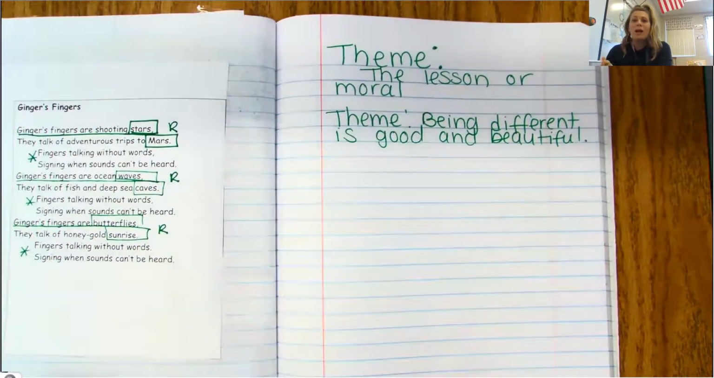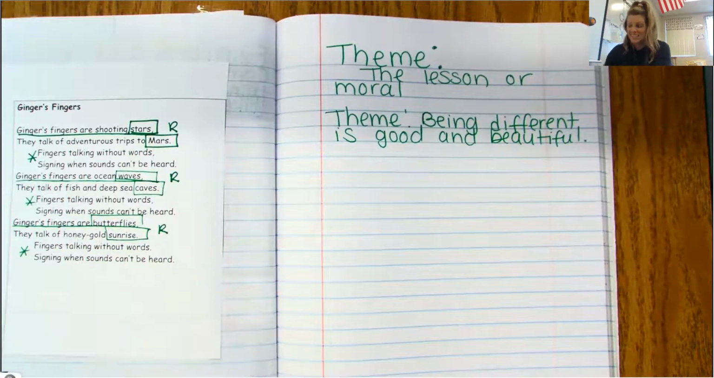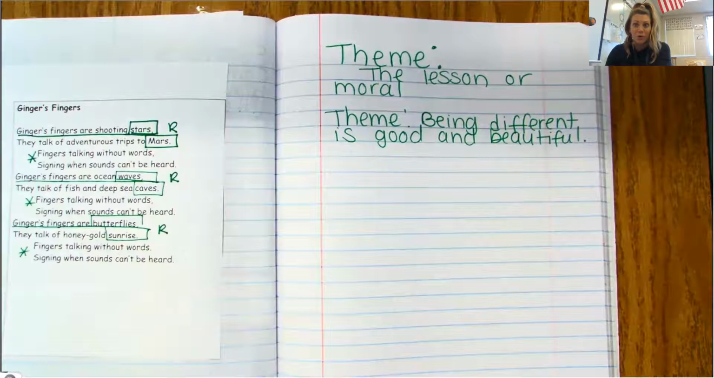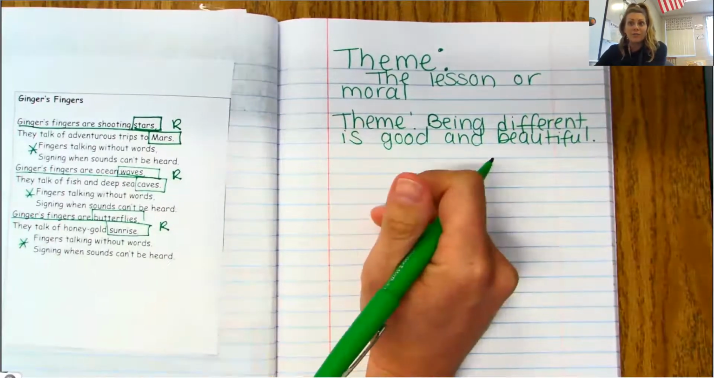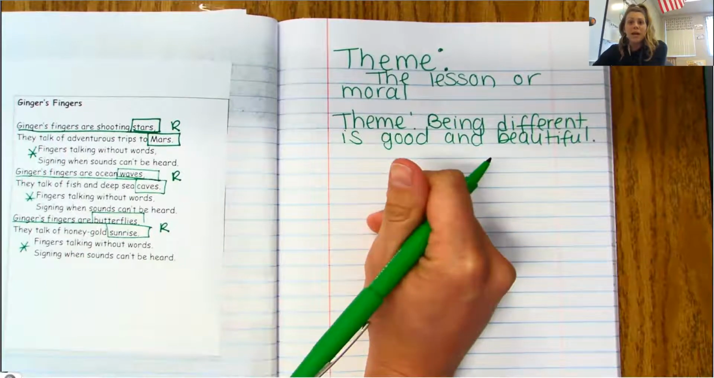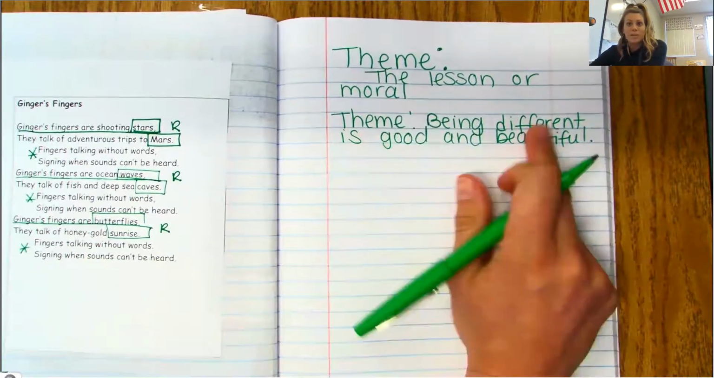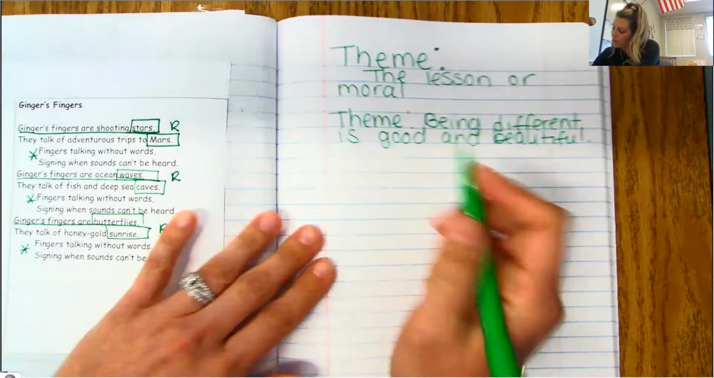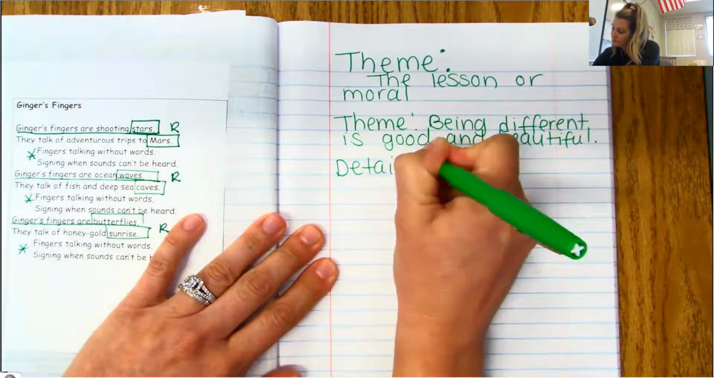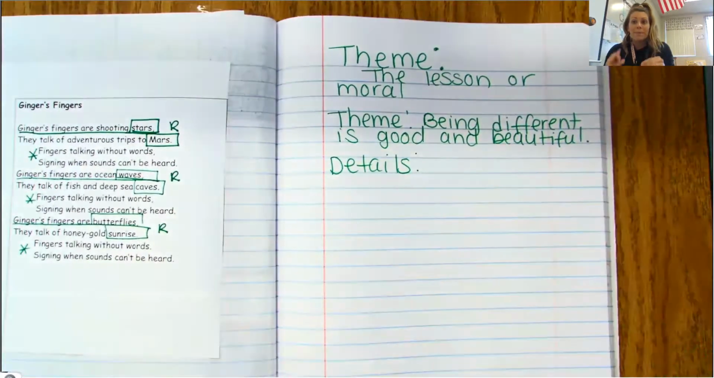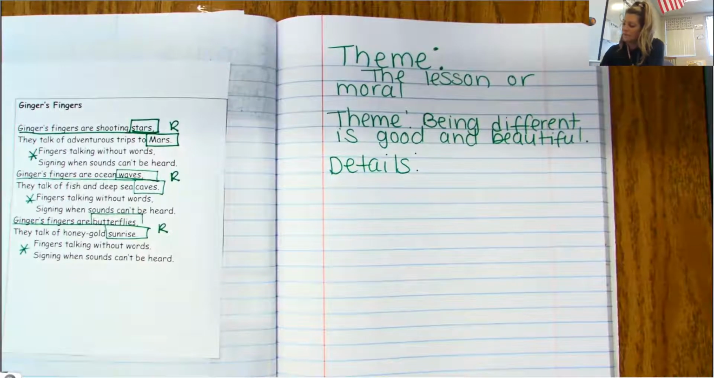So then we want to come up with our details. What helped us figure that out? In this case, they were pretty much just our metaphors. Do we agree? So when we are hunting for the theme, sometimes we can work backwards. We can start with the theme, and then we can come up with the details that helped us. Sometimes we might be able to pick the details first and then come up with the theme, okay?